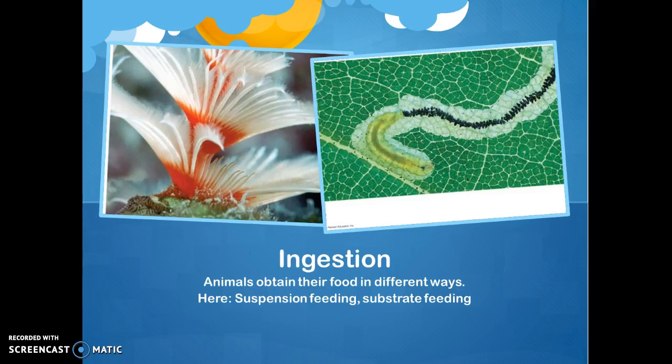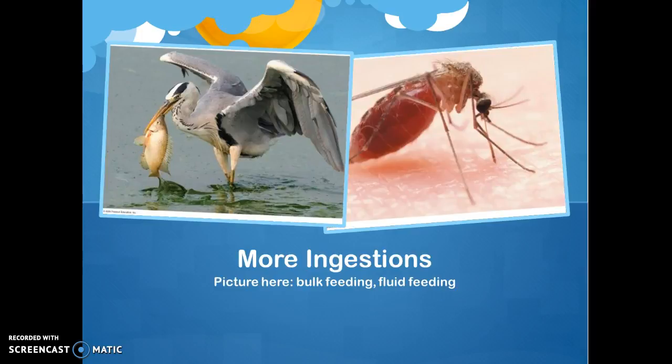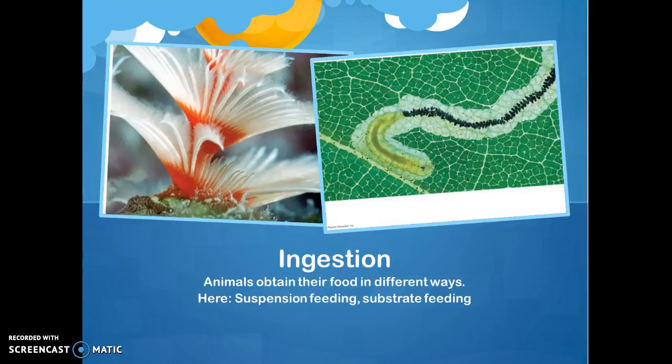There are multiple kinds of ingestion: substrate feeding, suspension feeding, bulk feeding, and fluid feeding. It all just depends on what you eat and how often you eat it, essentially. Bulk feeding means you're filling up your stomach at one time and then you're going for a while without food. Fluid feeding means you're literally just eating fluids. Suspension feeding is filter feeding. And substrate feeding is eating the stuff that you live on, which is what this caterpillar is doing here in this leaf.